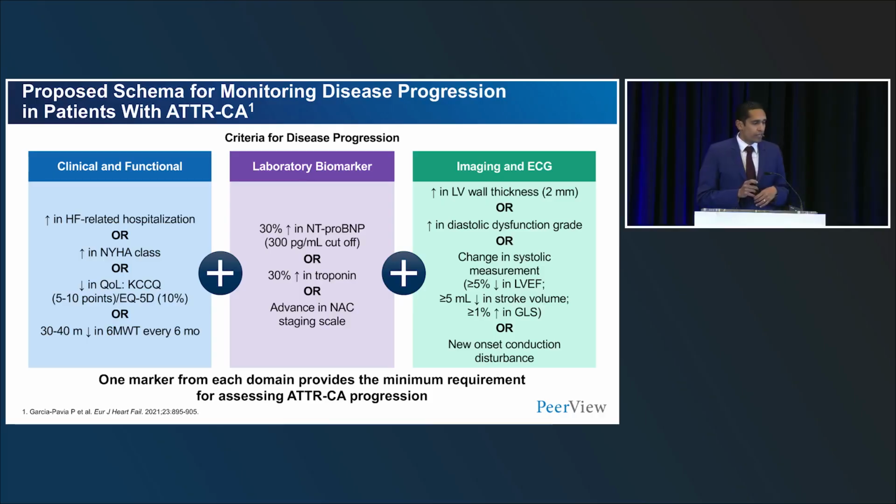This is an expert consensus document which goes over one schema for monitoring disease progression, thinking about clinical and functional endpoints, laboratory biomarkers, and imaging and ECG. I typically think about performing some of these tests each time I see a patient, about every 6 months or so. So reviewing things like New York Heart Association class, if you have the ability KCCQ or 6-minute walk distance, biomarkers, NT-proBNP and troponin, and imaging with echo, as well as ECG. So this is one paradigm to think about.